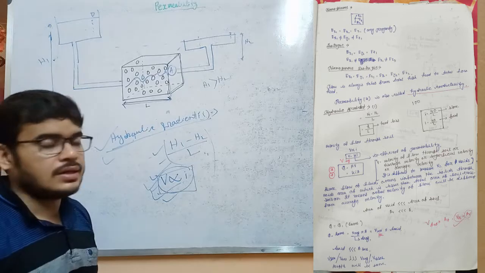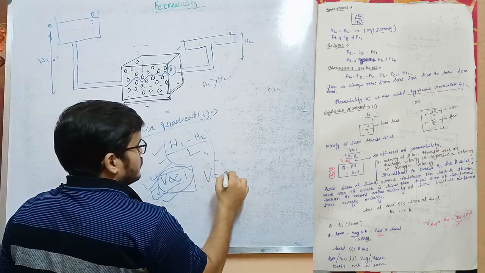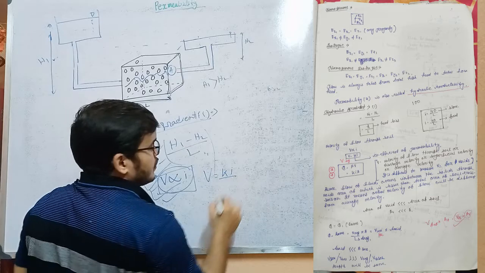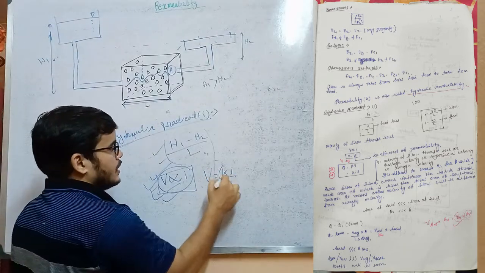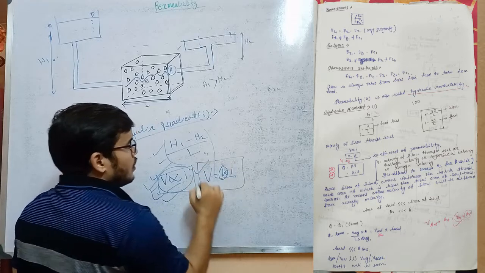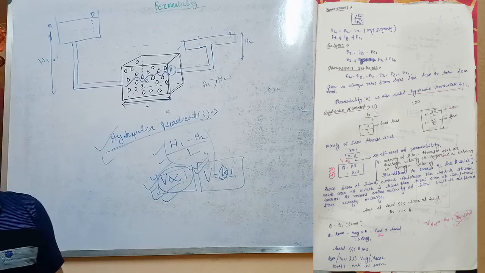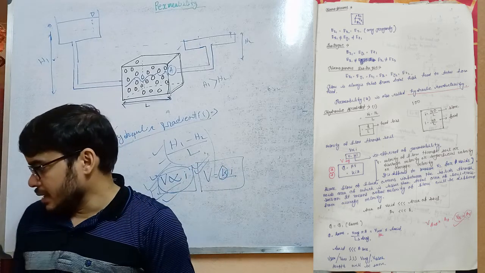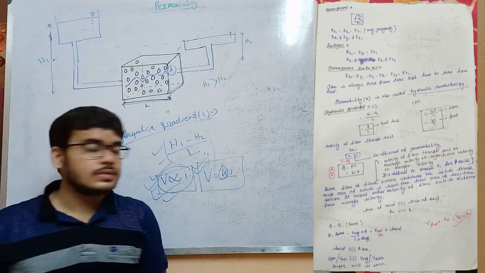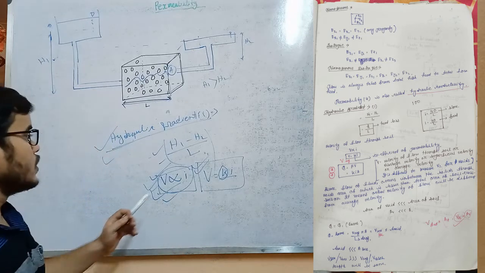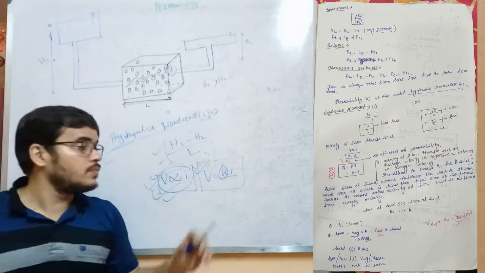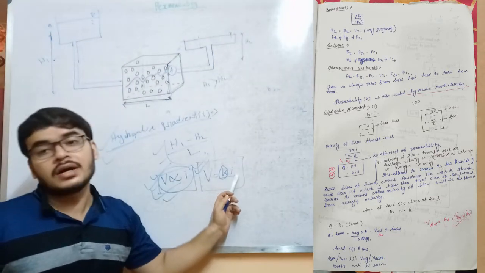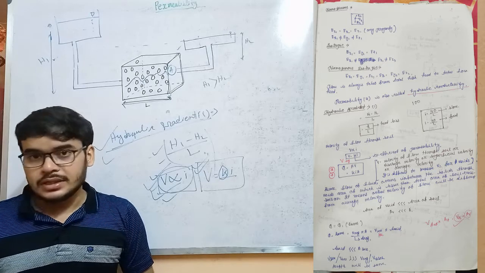V varies as I. Okay, so V equals Ki. K is the coefficient of permeability. V equals Ki. This is Darcy's law. Now look into this term, V equals Ki. Velocity equals coefficient of permeability into hydraulic gradient.